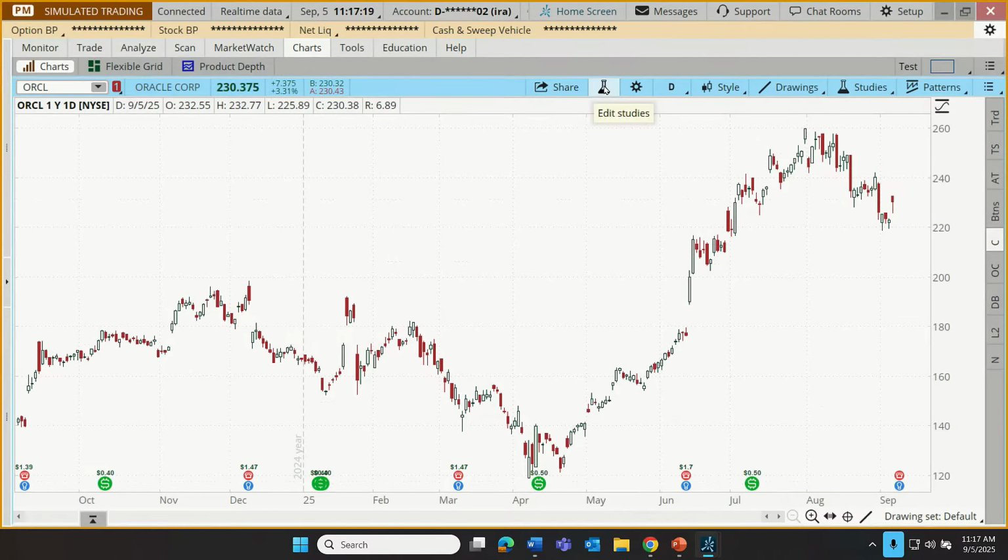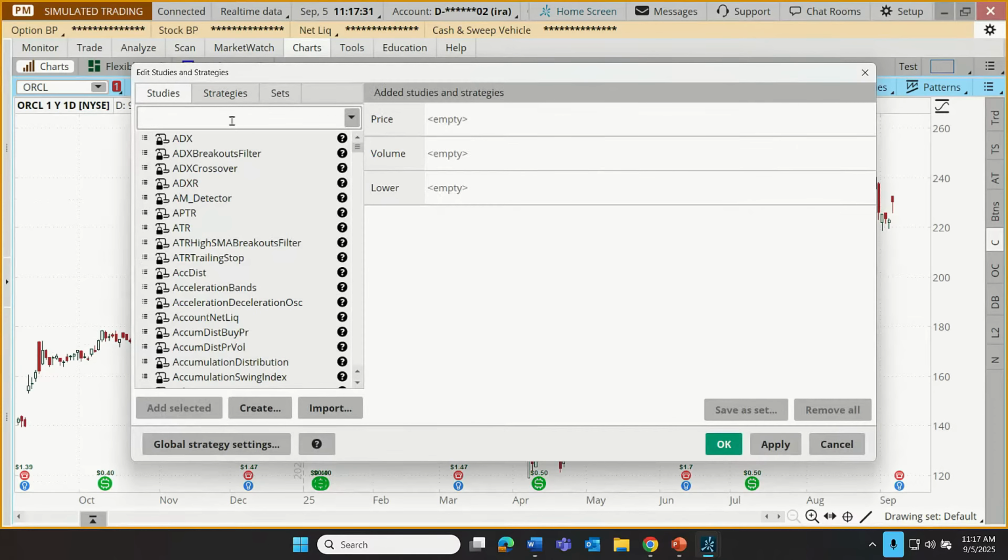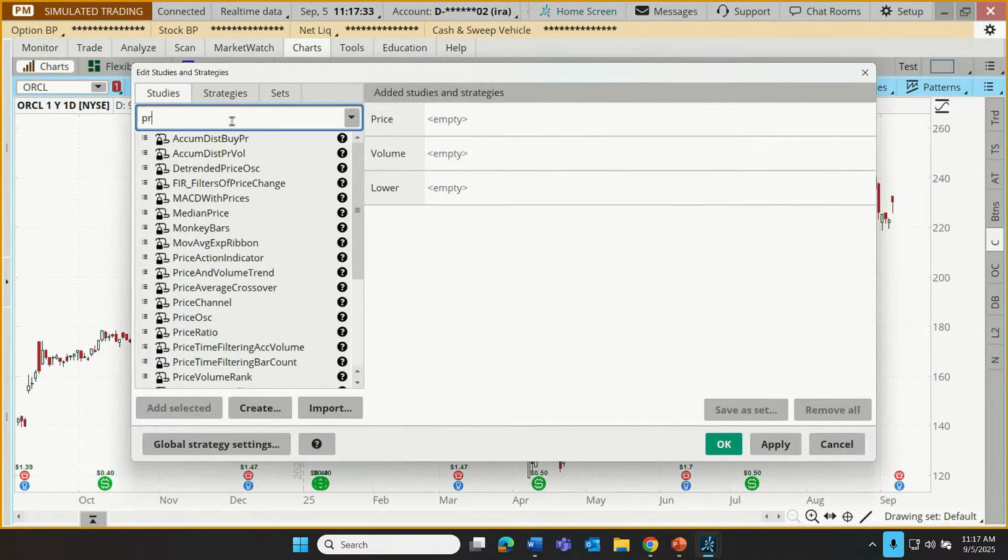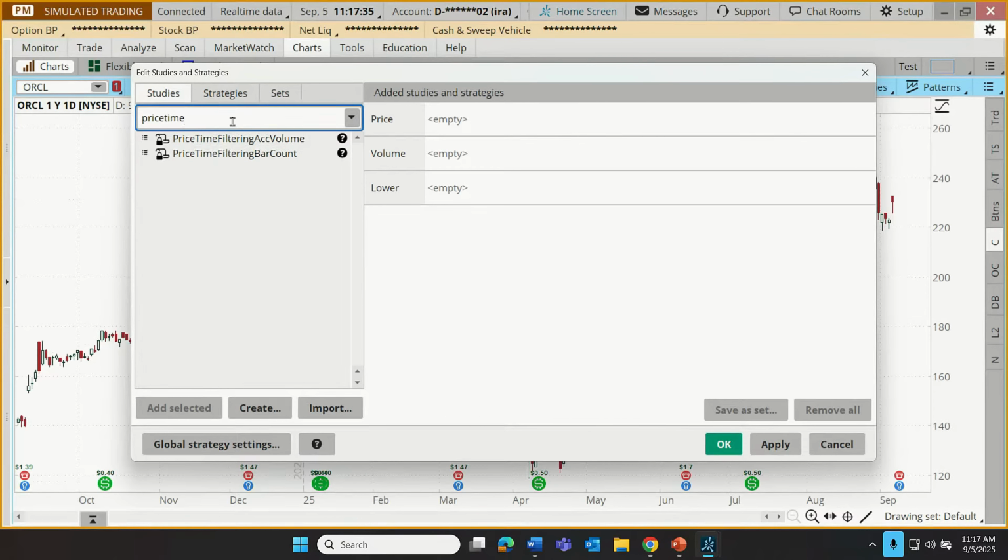Even though it's been on the platform for a long time, I was thinking, hey, you know what? I haven't talked about this indicator yet. Let me go see. Oh, wait a minute. Nobody has talked about this indicator yet. So I'm going to go load it up. It's called the price time filtering bar count.